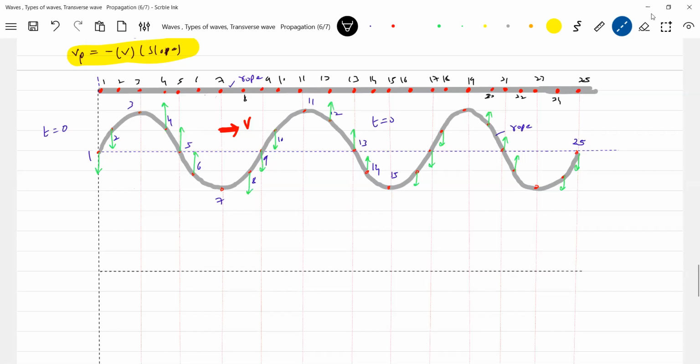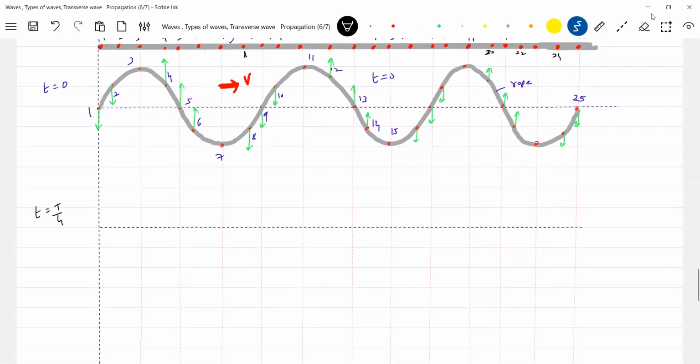I'll go for T by 4. It'll be easy for me, otherwise we have to draw so many things. T by 4 means time taken by the particle to move from mean to extreme or extreme to mean. So where does this one go? The one will be somewhere here. Let me put dots so that it will be easy.